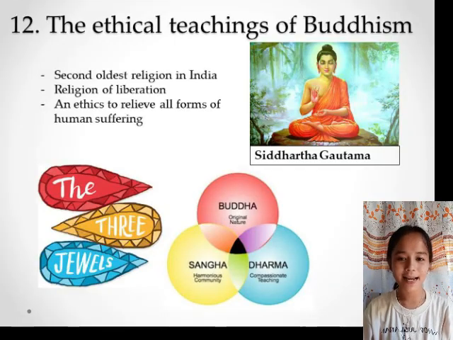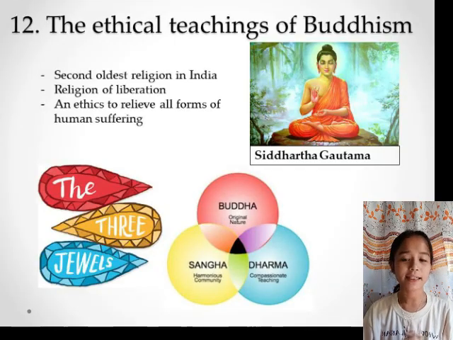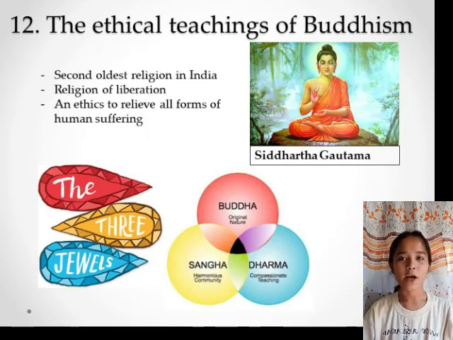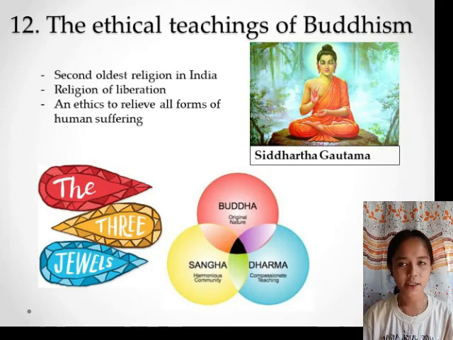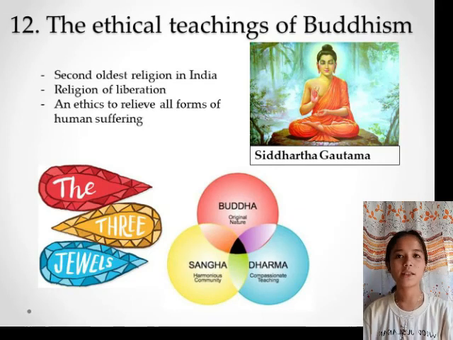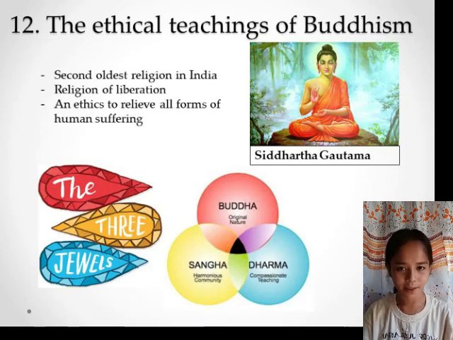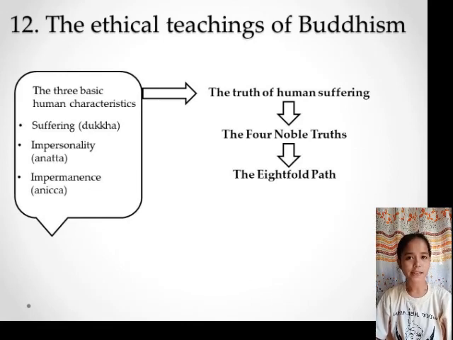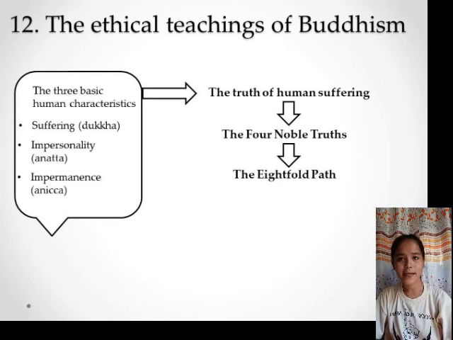So, we are down at the last ethical teaching, which is the ethical teachings of Buddhism. It was founded by Siddhartha Gautama, as you can see in the picture. This religion is the second oldest religion in India, a religion of liberation, and it is an ethics to relieve all forms of human suffering. Buddhism has three jewels, which are Buddha, Sangha, and Dharma. The ethical teachings of Buddha say that the human has three basic characteristics: suffering, impersonality, and impermanence.